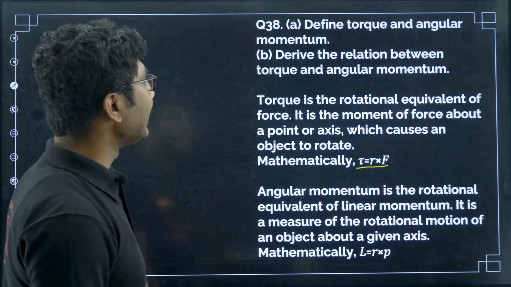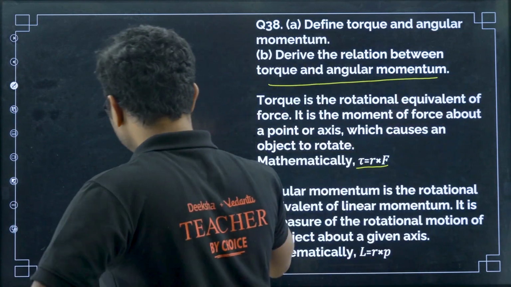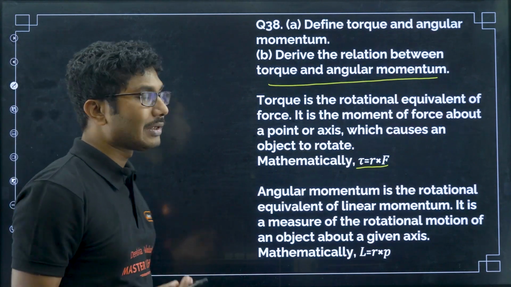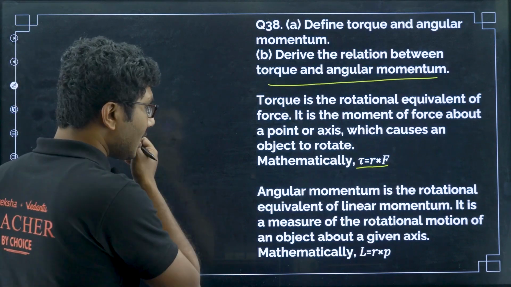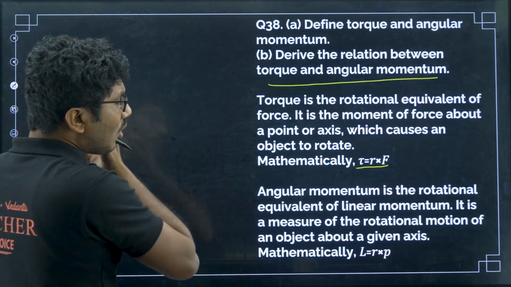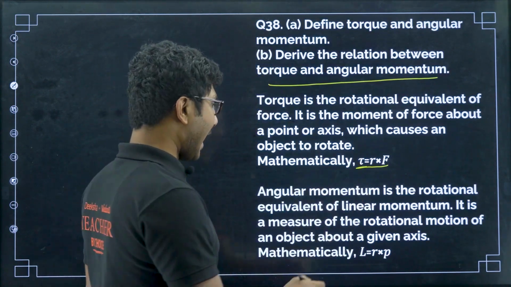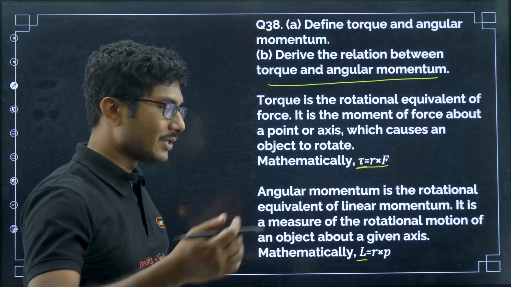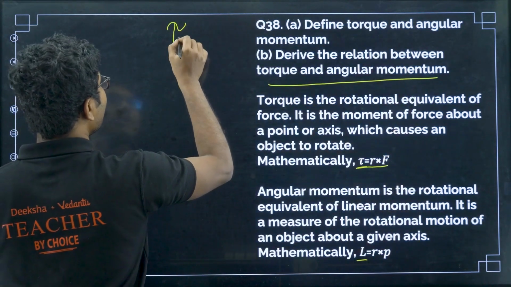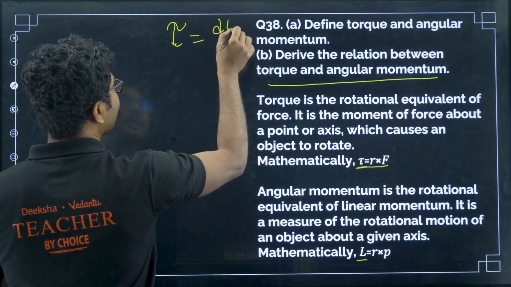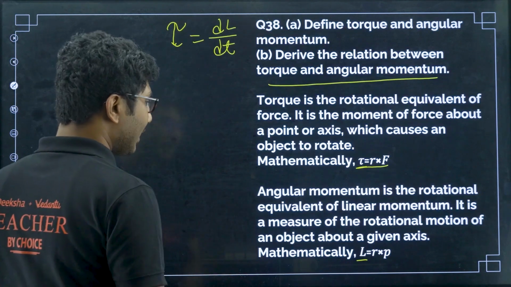Now they told you to find the relationship between torque and angular momentum. Again we will use the differential method. If you are not comfortable with the differential method, you can use some other method, that is also fine as long as it is technically correct. What you have to remember is that torque is basically like force and angular momentum is like momentum. So the relation that we are expecting is torque equals dL by dt. This is the expected relation that we are hoping to find.